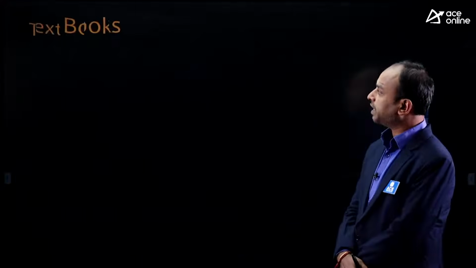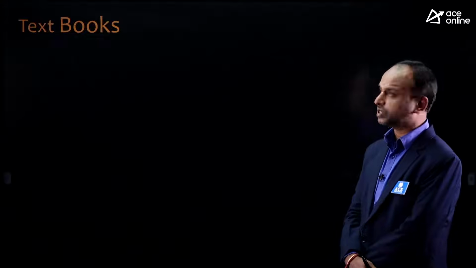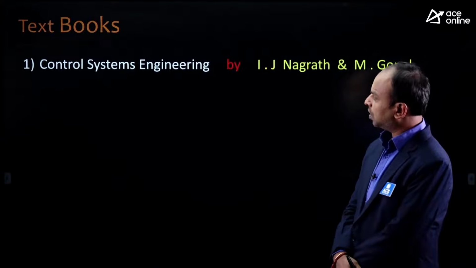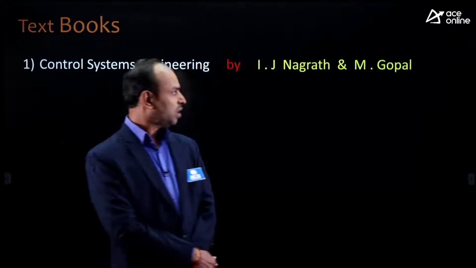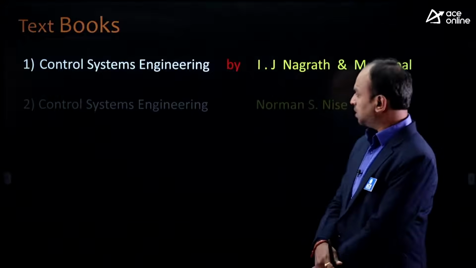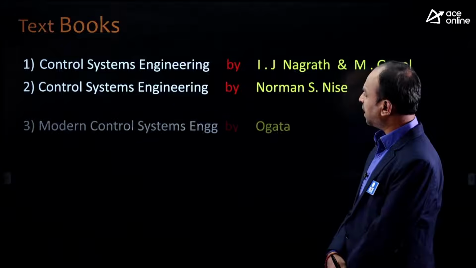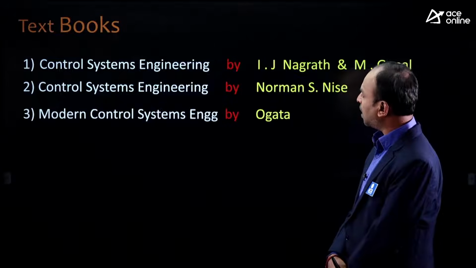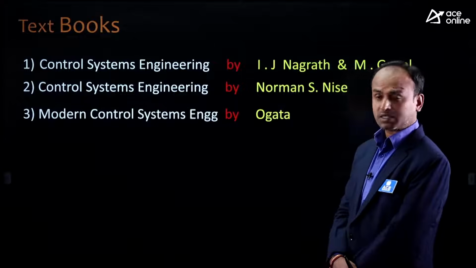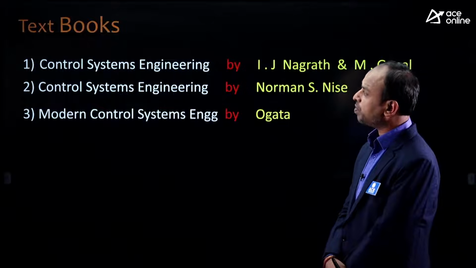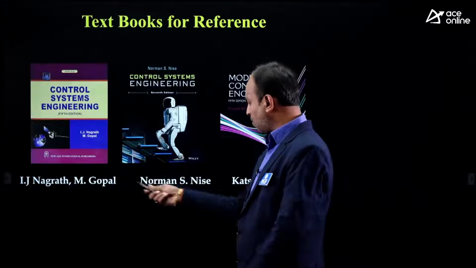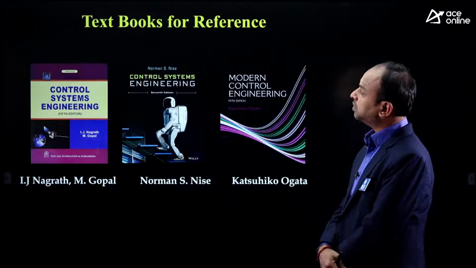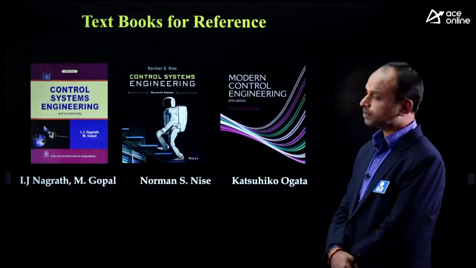Now the syllabus is completed. Let us look at the textbooks. What textbooks are required for control systems? First one, Nagrath and Gopal, a standard textbook. The second textbook is Norman Nise, and the next one is Ogata. These are the standard textbooks for preparing for competitive exams, for reference.